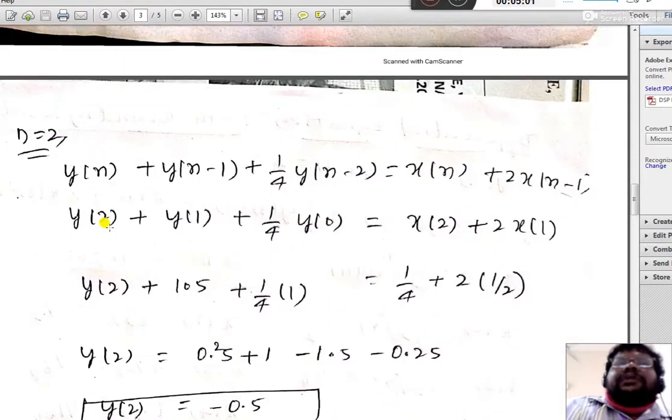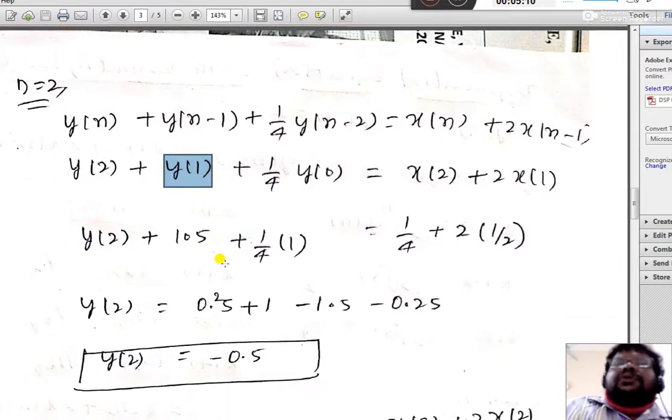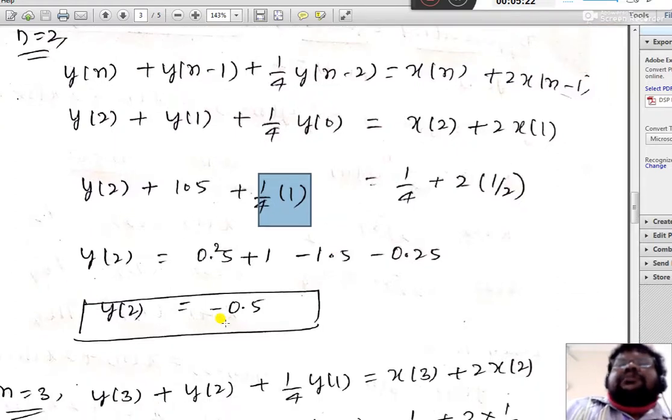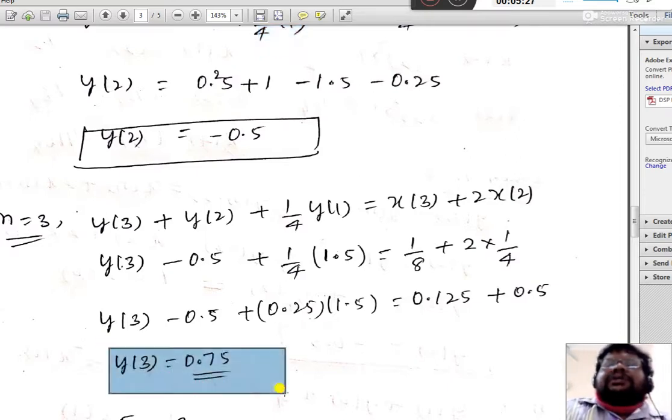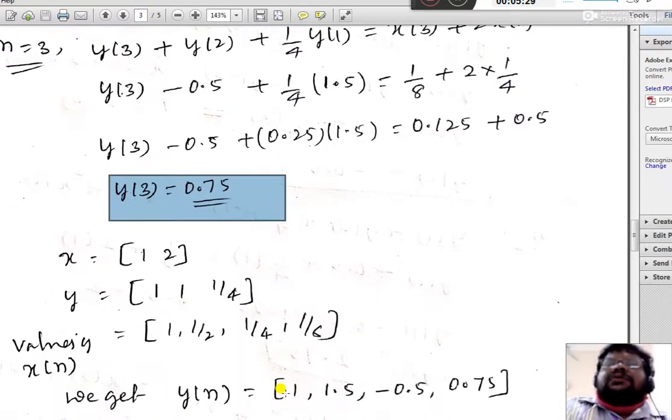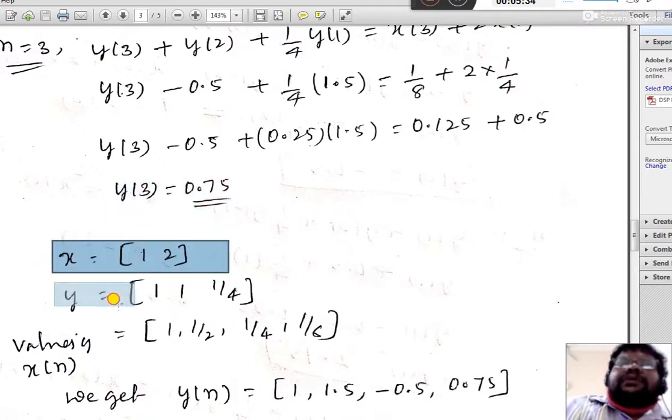Similarly, substituting n is equal to 2, it becomes y of 2 plus y of 1, with 2 minus 1 being 1 and 2 minus 2 being 0. We have to find the y of 2 value, and we have y of 1 found previously and y of 0 whose value is 1. Substituting all these values we get y of 2 is equal to minus 0.5, and similarly for n is equal to 3, we get y of 3 is equal to 0.75.